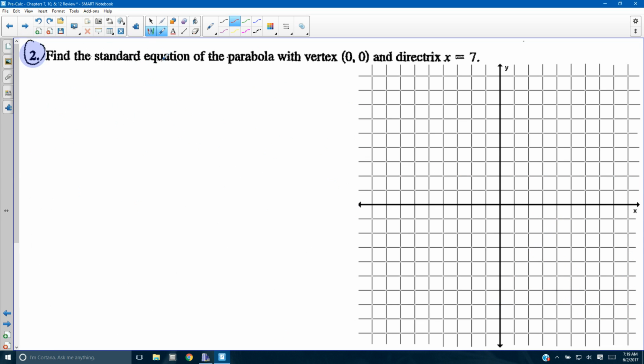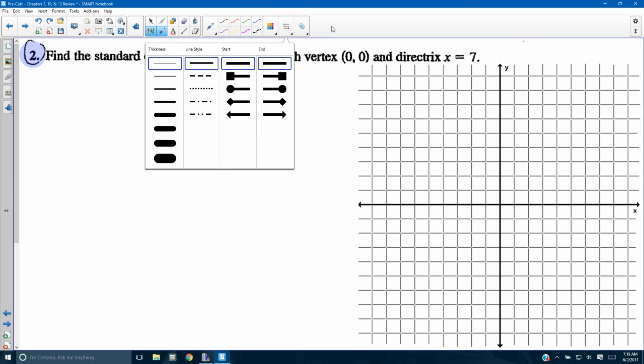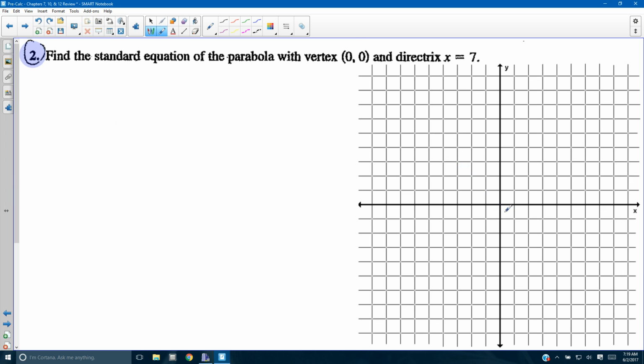Number 2, find the standard equation of the parabola with the vertex at 0, 0 and directrix x equals 7. And of course, when in doubt, draw it out. That's going to be a motto of mine I'm going to use for these kinds of problems here. Here's my vertex at the origin. My directrix is at x equals 7, 5, 6, 7. It's going to be this line right here.